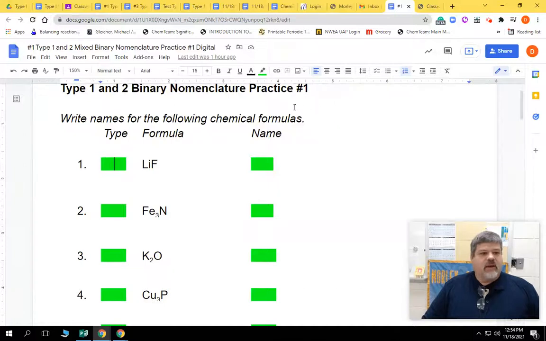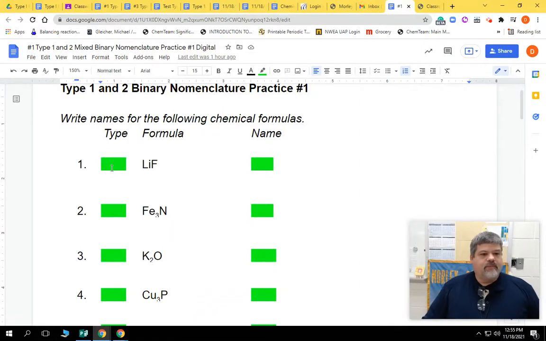Hey everyone, today I'm going to show you how to do type 1 and type 2 binary nomenclature practice when they're mixed together. When they're mixed together, we have to know how to tell them apart, and then we can use those rules in order to identify them.